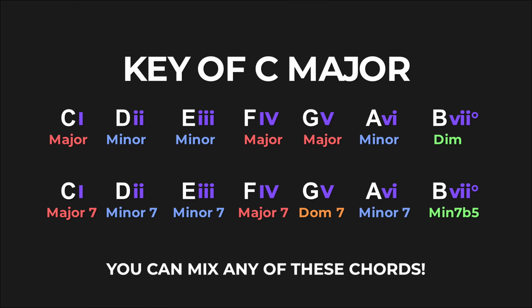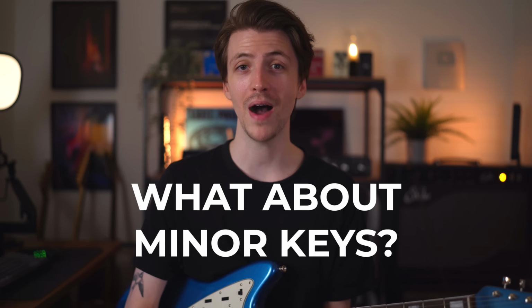So as long as they're from the same key, you can mix 7 chords and the correct major and minor chords and all of that together to come up with your own chord progressions. Because they are diatonic and they're all from the same key, all those chord progressions are going to work and probably sound pretty good. Now, the one question you might be left with is, what about minor keys?